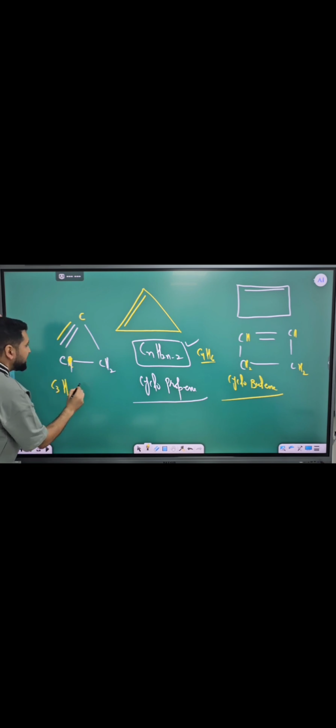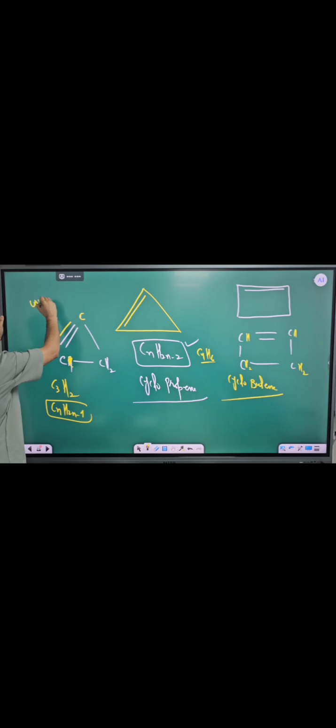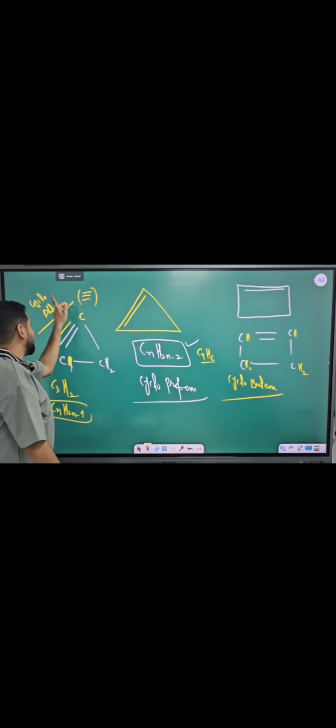3 carbons. And how many hydrogens are there? Yes, 2 hydrogens. So the general formula will be CnH2n minus 4. In case of cycloalkynes, ALKYNES, this is cycloalkyne. Why cycloalkyne? Because there is a triple bond. There is a triple bond, guys. That's why I'll be calling this compound a cycloalkyne.